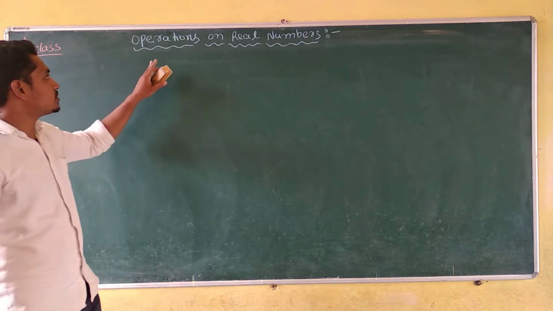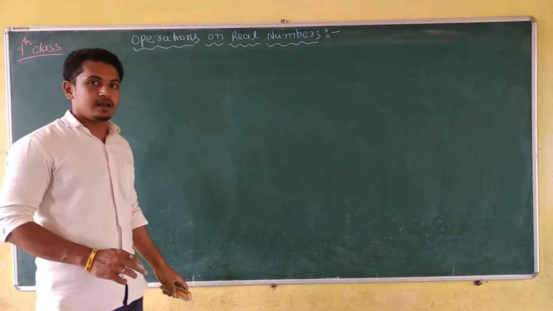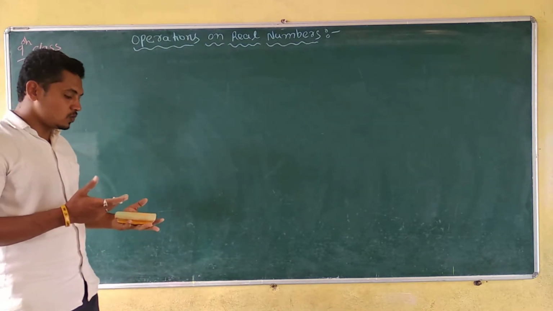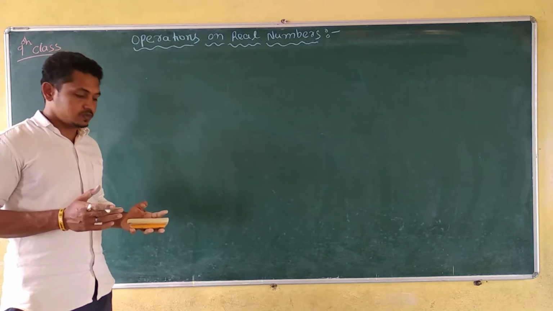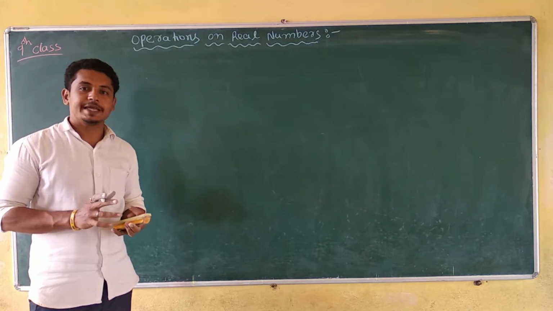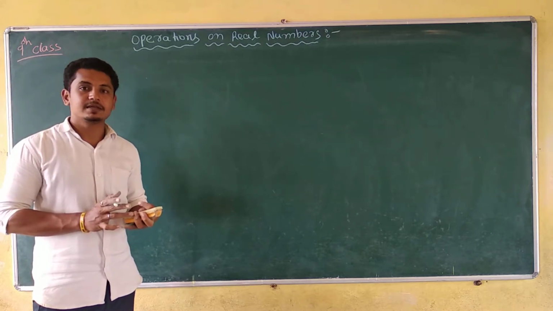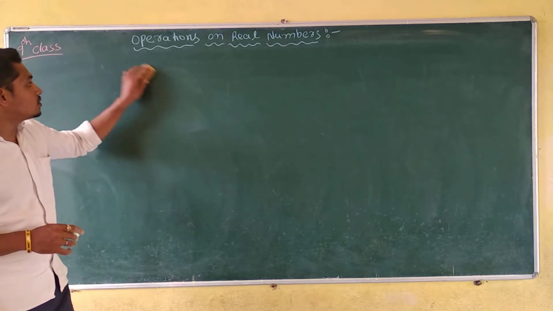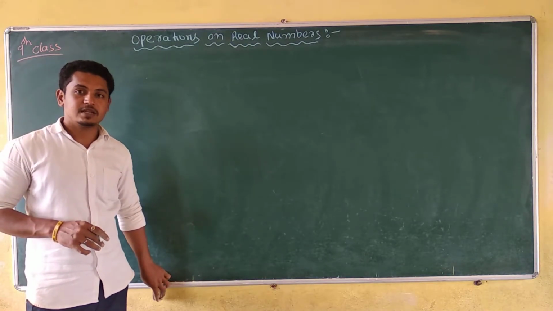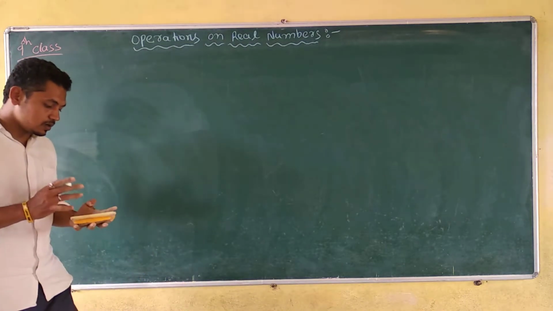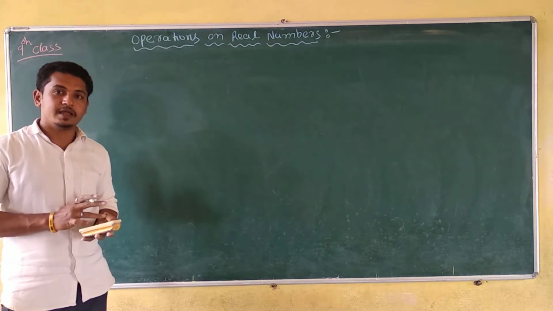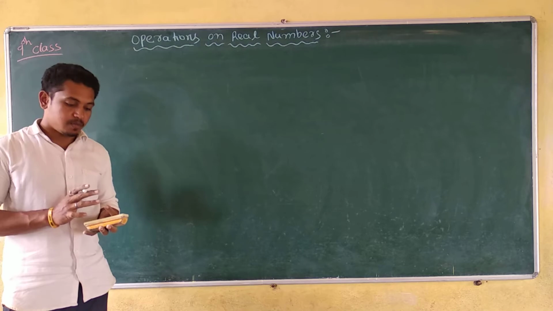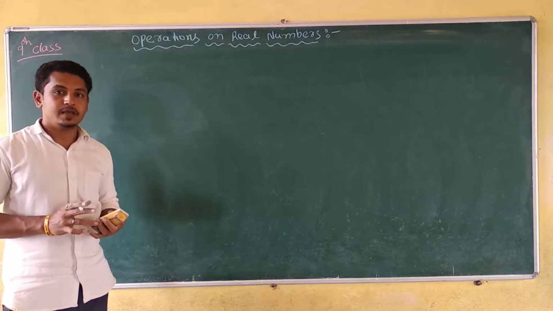In this class we have to discuss the operations on the real numbers. You already know what real numbers are. Real numbers include all types of numbers: whole numbers, natural numbers, integers, rational numbers, as well as irrational numbers. In another class you already did the properties of rational numbers: the commutative property, associative property, and distributive law, with respect to addition, multiplication, subtraction, and division.